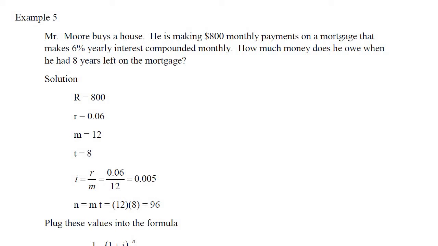So we're going to have capital R is equal to 800, little r is equal to 0.06, m is equal to 12, and t is equal to 8. There's 8 years left on the mortgage. Calculating my i, that's little r divided by m, which gives us 0.06 divided by 12, or 0.005. n is equal to m times t, which is 12 times 8, which is going to be 96.